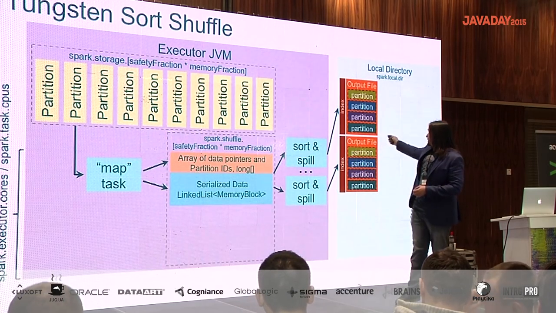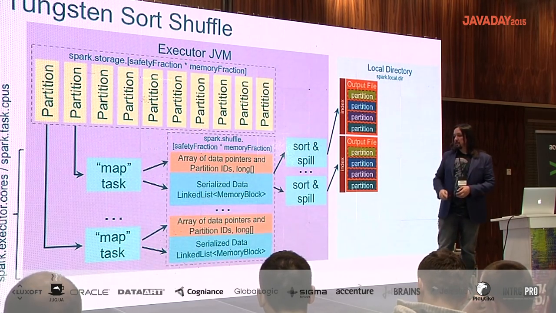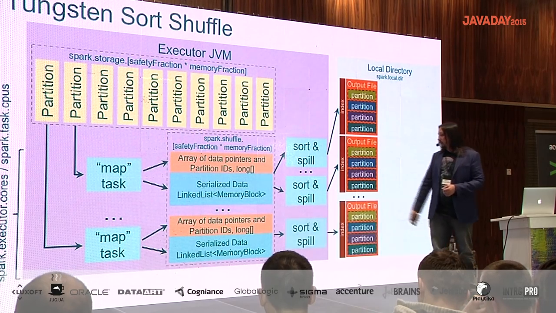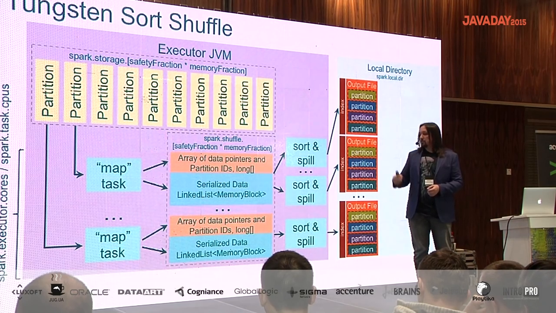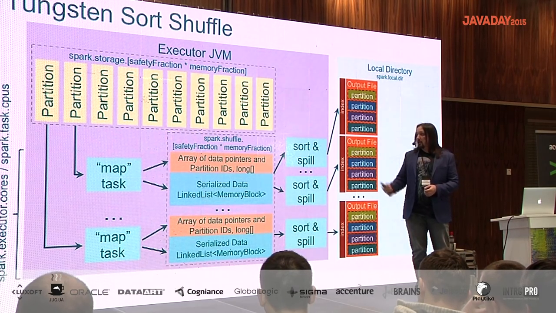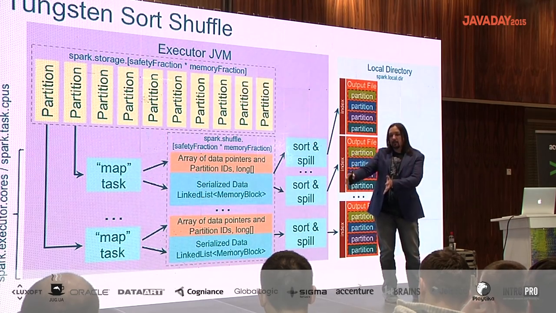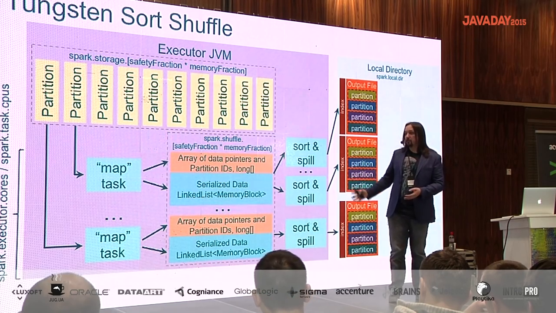Then you get a second spill, it creates a second output file. Then you get a new map task started, it creates again an array of data pointers and serialized data. Sort and spill the data. The idea of this is that you don't need to deserialize the data to process it. If your data is already cached in a serialized way, you just get this data and copy it to the buffer with unsafe. You don't need to deserialize, you don't need to do anything.